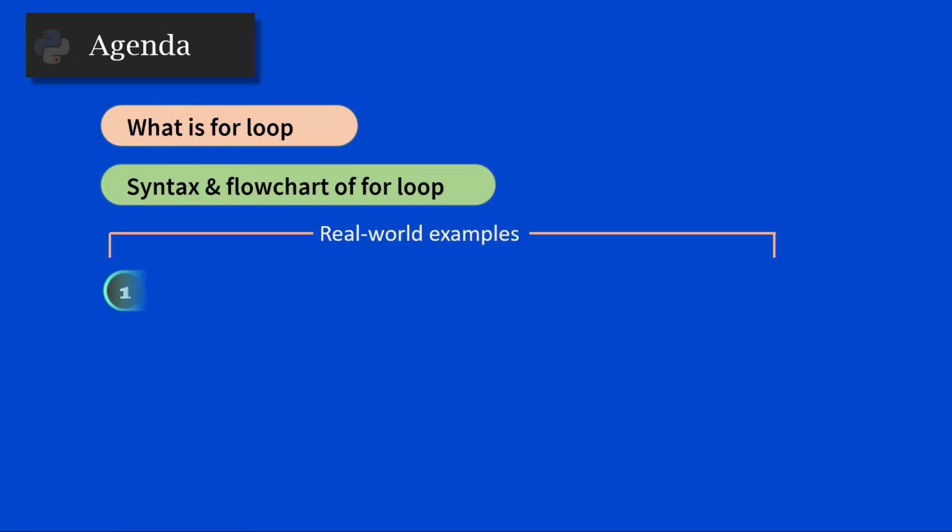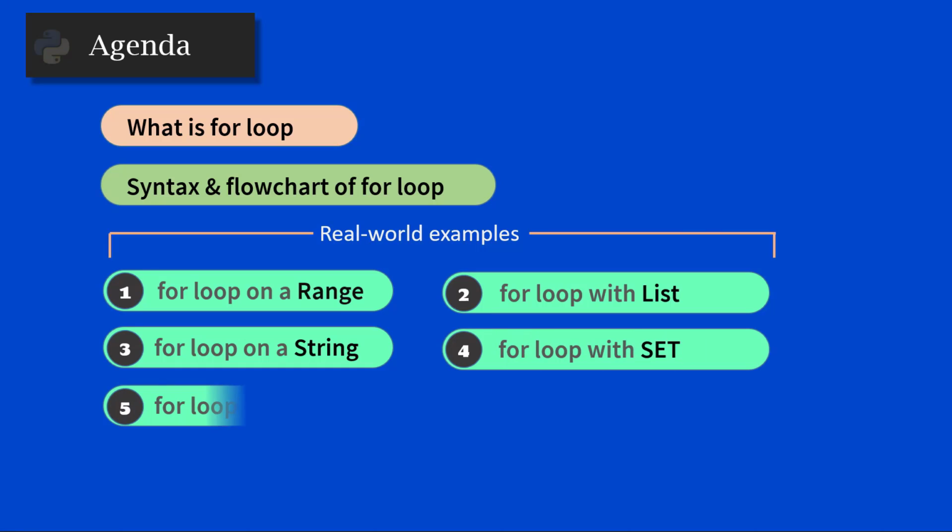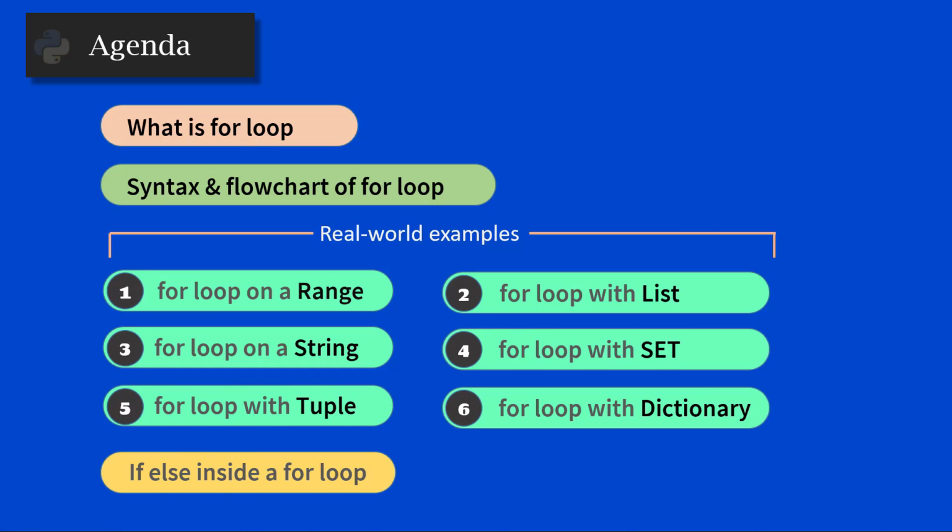Let's get started with the agenda for today's video. In this video, you will learn the key concept of for loop and how to use them in your Python program: what the syntax is, how you can declare a for loop in Python, and what the flowchart of a for loop is. Then we'll move to specific applications, or you can say real world examples, where we'll learn how to apply for loop on a range, how to apply for loop on string, list, tuple, dictionary, etc.